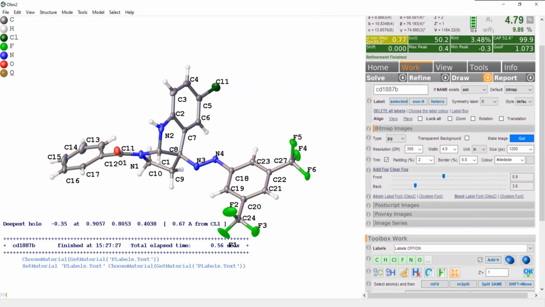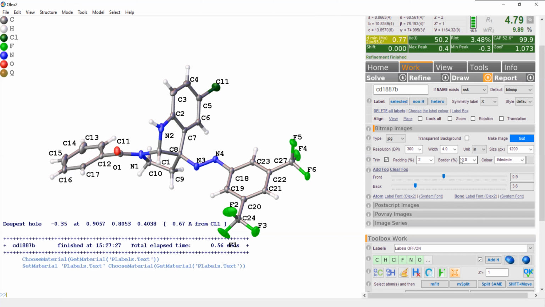Now, if you hold the shift button and the left mouse button, you can click and drag the labels. So that's pretty cool. You can organize it the way you want. And then when you're ready, you just hit go, and it's going to create a JPEG of your structure.